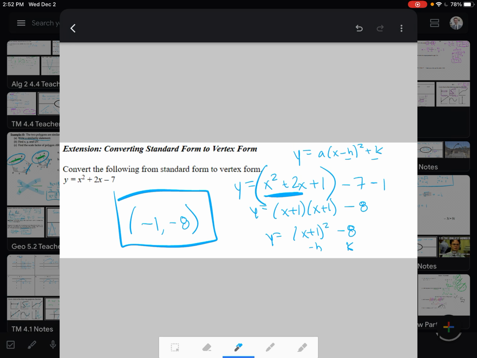And again, if you had a solid algebra 1 background, you'll have completing the square down as something that you've seen before. If you haven't seen it yet, that's totally fine. This is more an extension. It's not something that we're necessarily going to be assessed on, but just something to see that you can go back and forth between the two using a skill from the past.